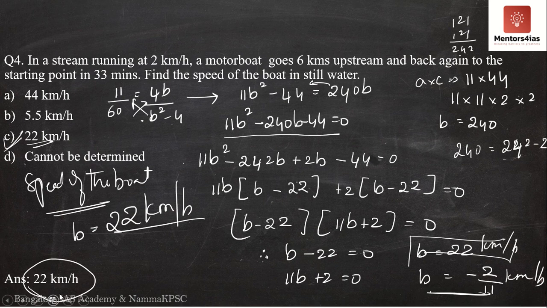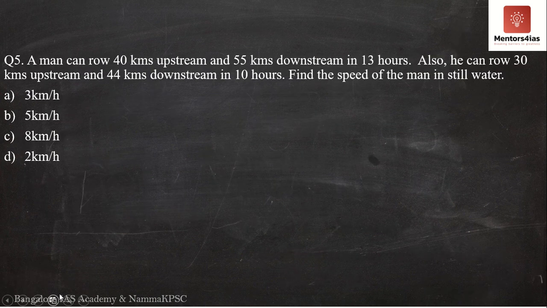So I hope you've understood this question. If you've understood this, let us move on to the next question, that is question number 5. Now, question number 5 says, a man can row 40 kilometers upstream and 55 kilometers downstream in 13 hours. Also, he can row 30 kilometers upstream and 44 kilometers downstream in 10 hours. Find the speed of the man in still water.